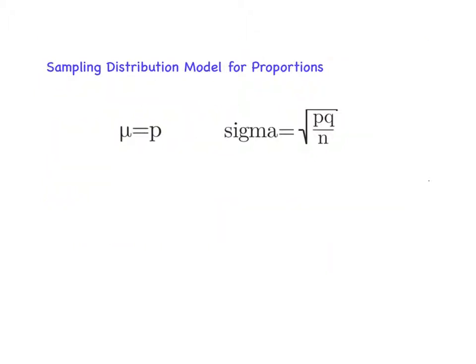So we don't just use the mean and standard deviation. We have to create a model for this. So our mu, that's what this letter is, it sounds like that, mu, is our mean. That's whatever our probability of success is.